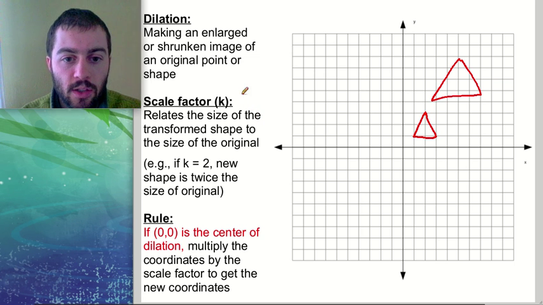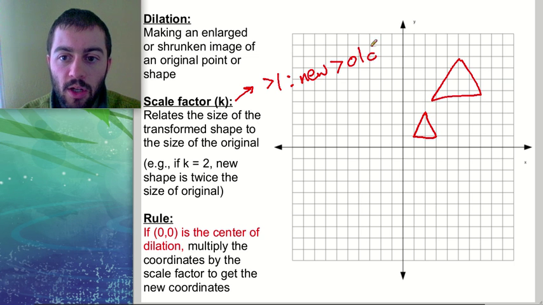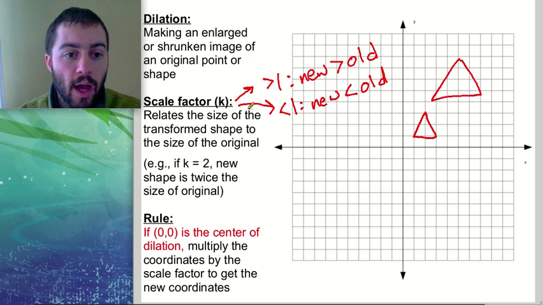So if the scale factor is greater than 1, what that tells us is that the new shape is bigger than the old shape or the original shape. And if the scale factor is less than 1, then that tells us that the new shape is smaller than the old shape. All right, so the scale factor just tells us how many times we multiply the original shape by itself to get the new shape. So if we have a scale factor of 2, for example, that tells us that the new shape is twice as big as the original shape.